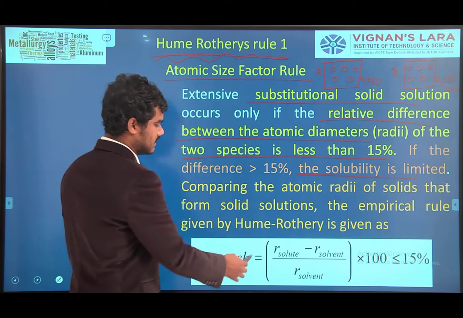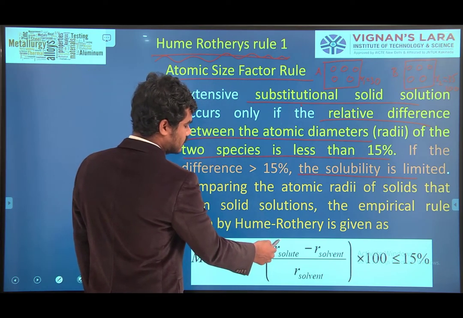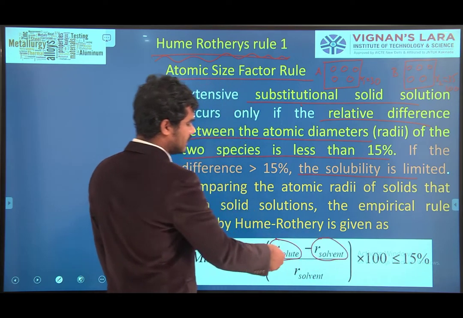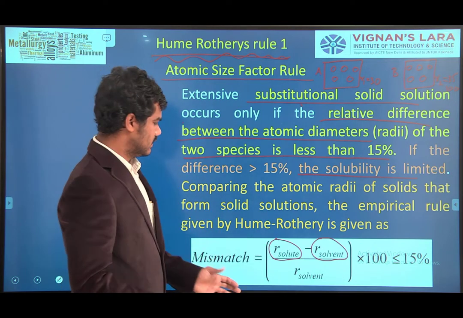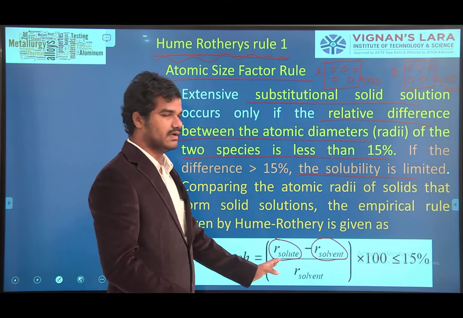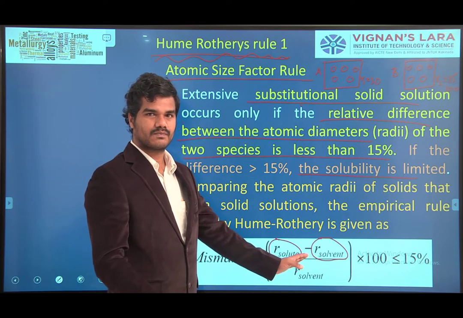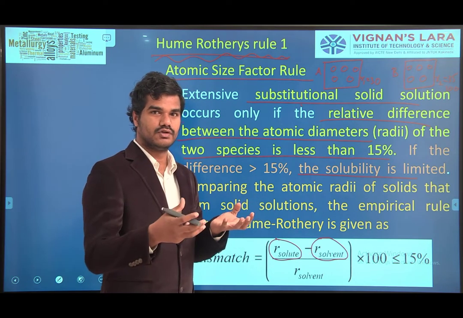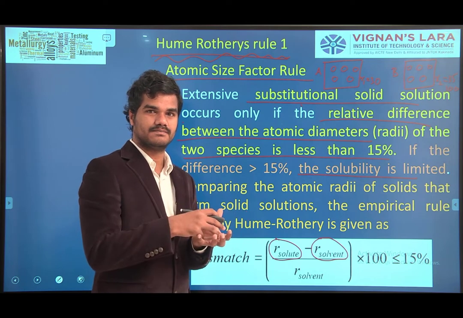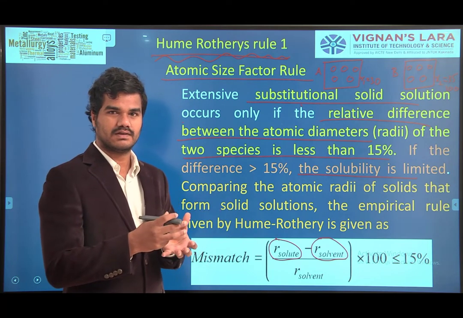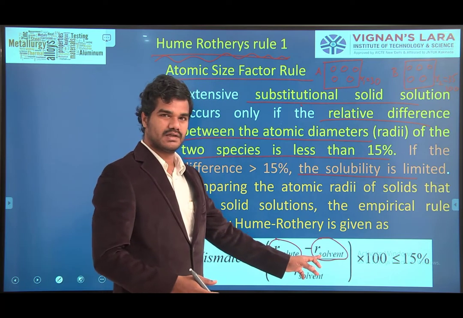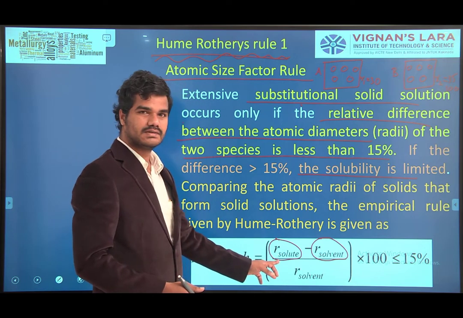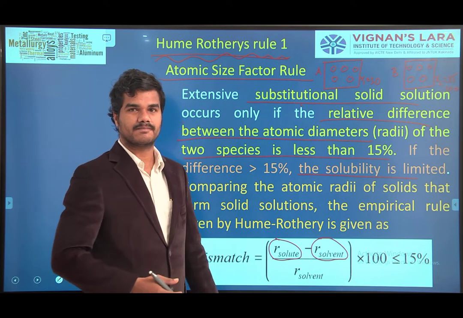This is the atomic radius of solute, and the atomic radius of solvent. In chemical terms, let solute be B material and solvent be A material. A metal, B metal. Solvent is the major component, solute is the minor component. Both you are adding, mixing. So solvent is the major material: atomic radius of major material, solvent. Solute is the atomic radius of minor material.